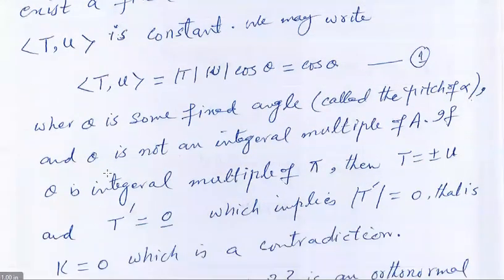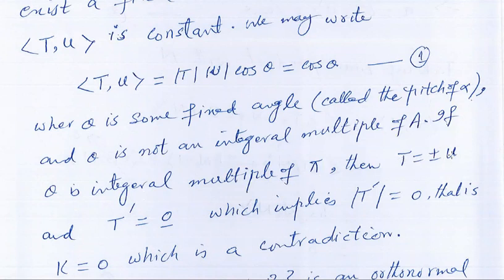Notice here that theta is not an integral multiple of pi. Theta is not an integral multiple of pi, because if theta is an integral multiple of pi, then t is equal to plus or minus u.